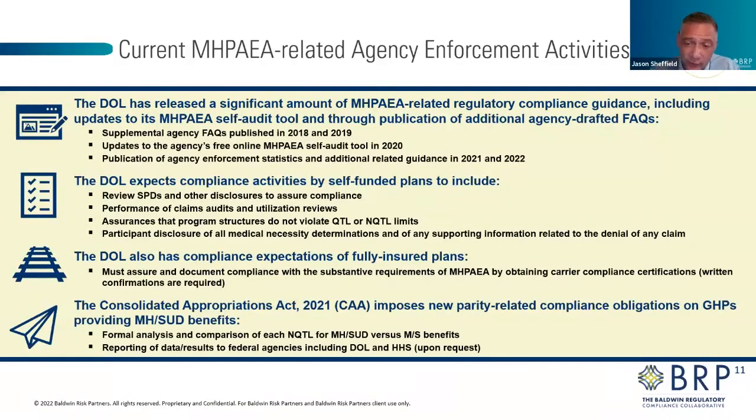You just really need a certificate from your carrier that indicates that they are complying with MHPAEA and that they have conducted the comparative written analysis and have that available for DOL purposes for audit. As we said earlier, the CAA of 2021 imposed this new written comparative analysis obligation on conforming employers.